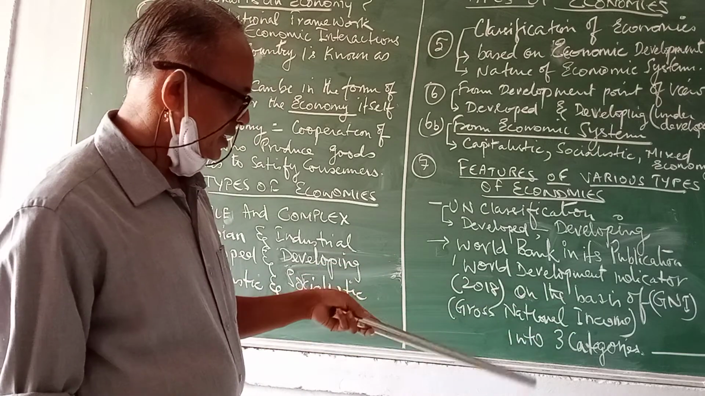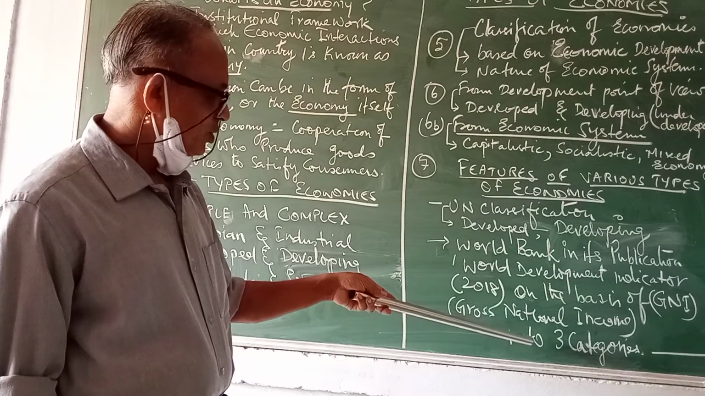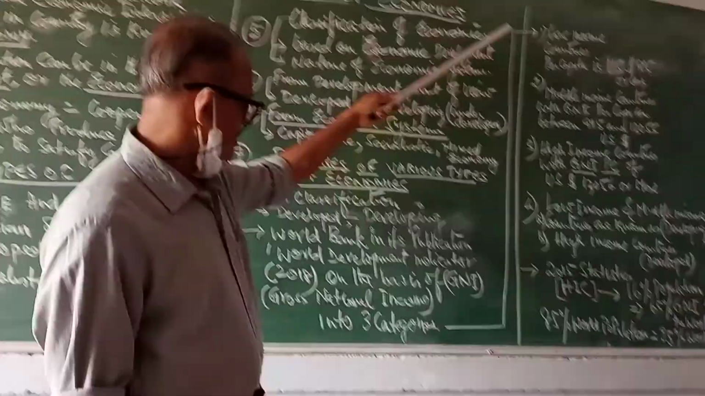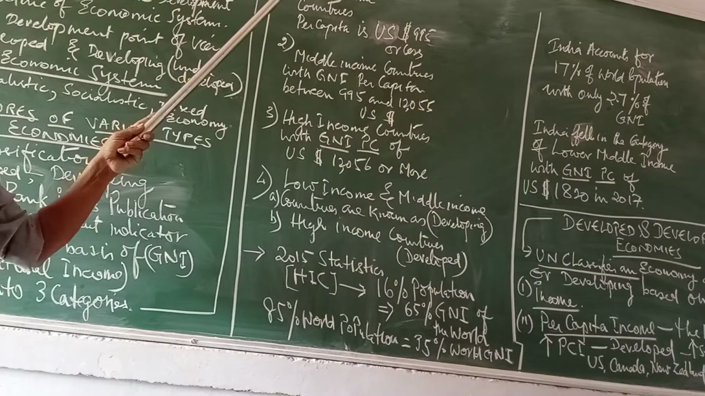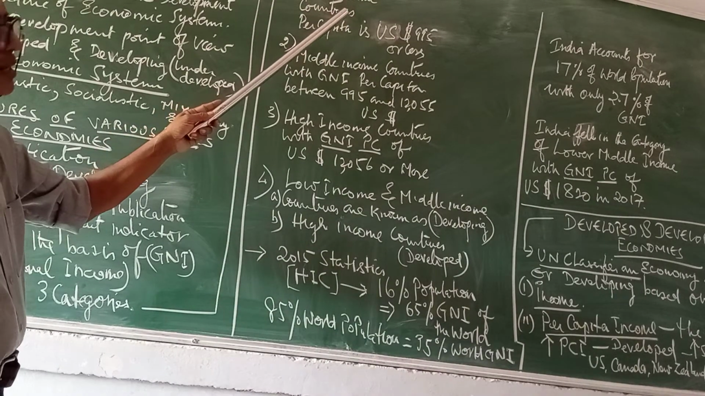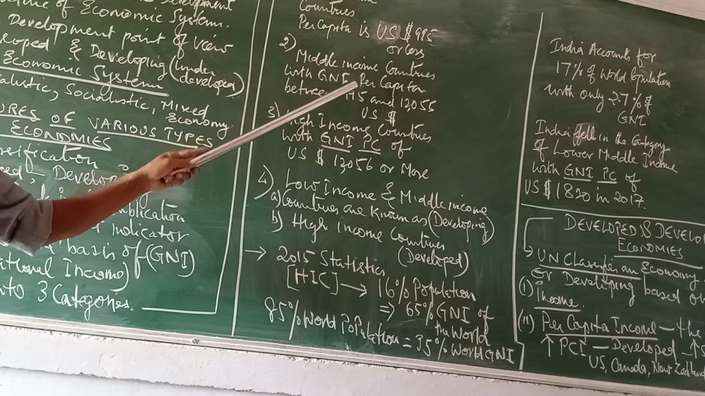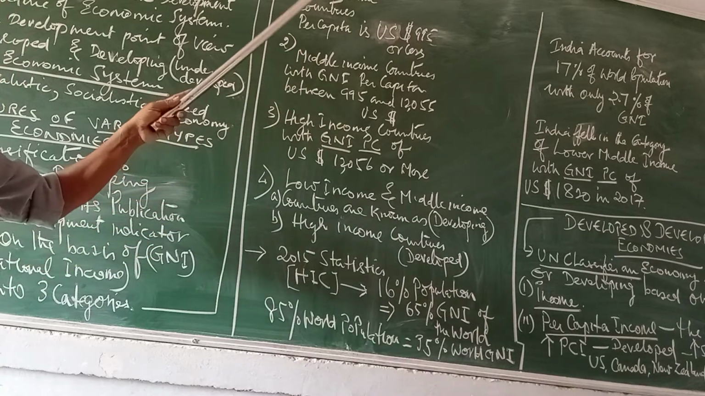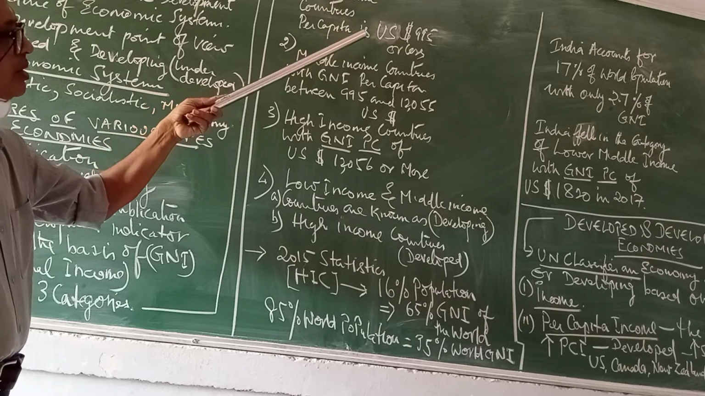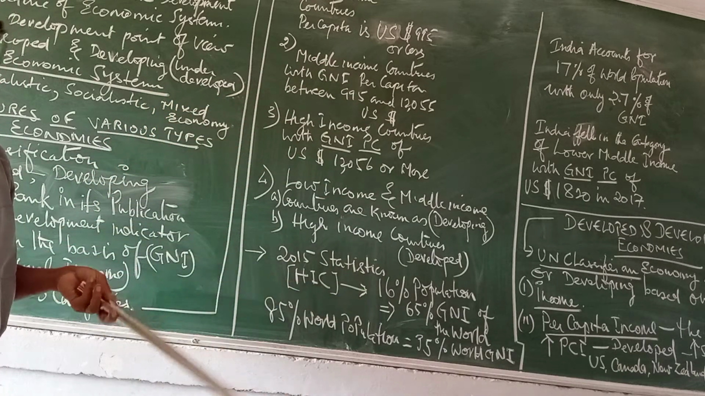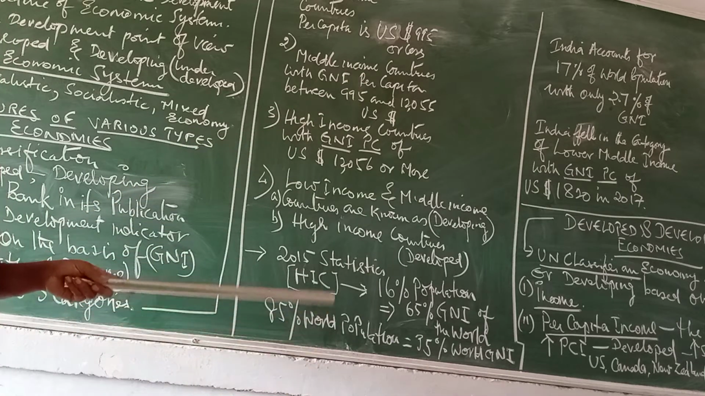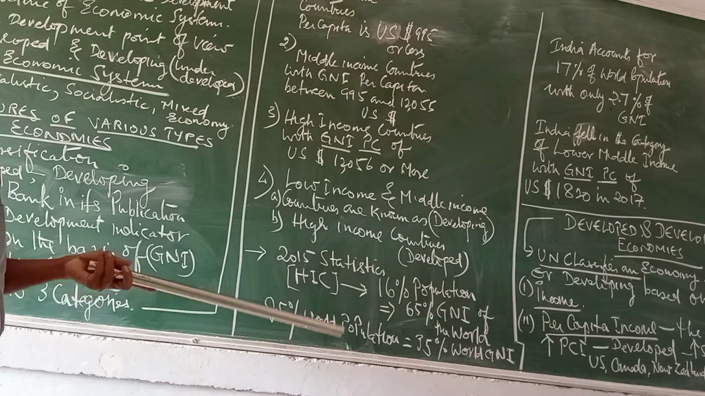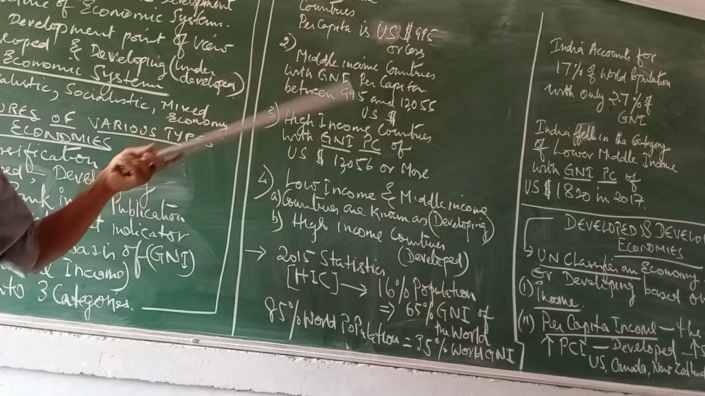So according to the indicator GNI, the World Bank classified countries into three categories. The first category is low income countries, the second category is middle income countries, and the third category is high income countries. Now let us see what these are. Low income countries have a per capita income of $995 or lesser. So any economy that has a per capita income of 995 or less, based on US dollars, is categorized as a low income country.